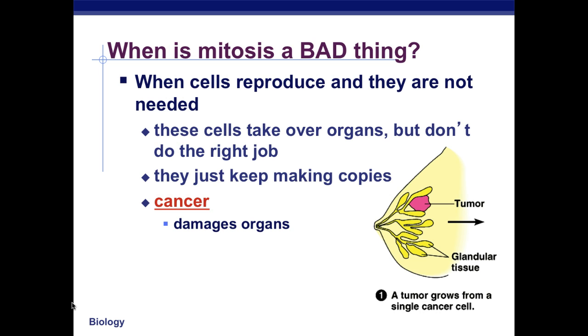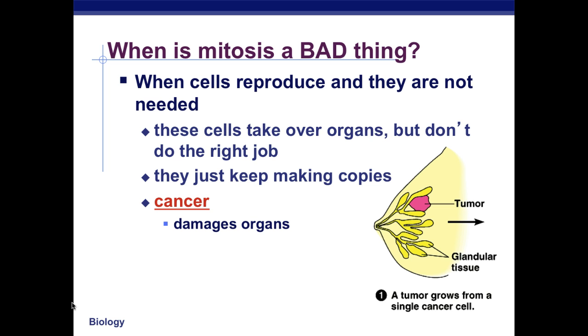When is mitosis a bad thing? Mitosis is a bad thing when cells reproduce and they are not needed. These cells that grow can take over organs and don't do the right job. They just make copies, and copies and copies. There isn't a stop and go, so they don't have the red light, green light system going on. When they're continually growing, this could potentially lead to cancer, and cancer can potentially lead to damages in the organs.